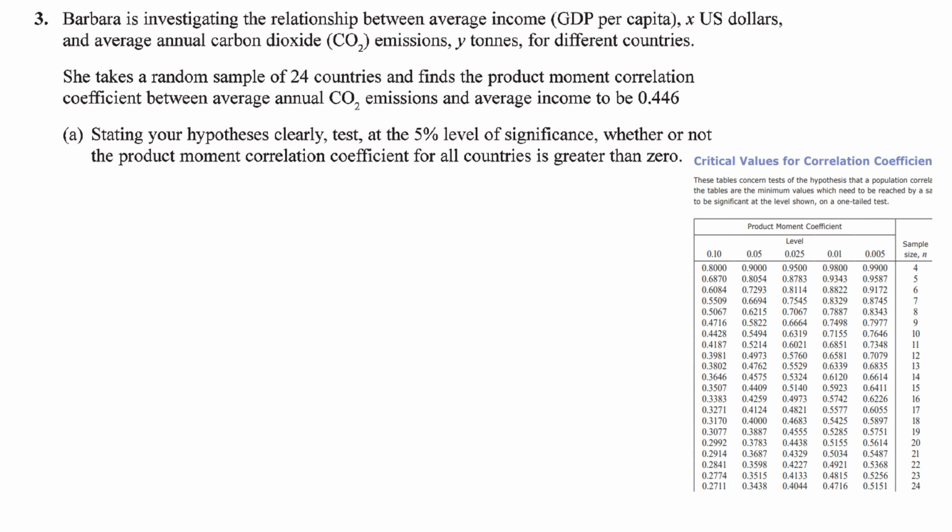So here's the question from the exam board topic test, which is on product moment correlation coefficients, and there's a change of variables. To start with, we've got Barbara investigating a relationship between GDP income in 24 countries against carbon dioxide emissions. She takes a random sample of the 24 countries, and finds that the product moment correlation coefficient between the two variables is 0.446. Stating your hypothesis clearly, test at the 5% level whether or not the product moment correlation coefficient is going to be greater than 0, i.e.